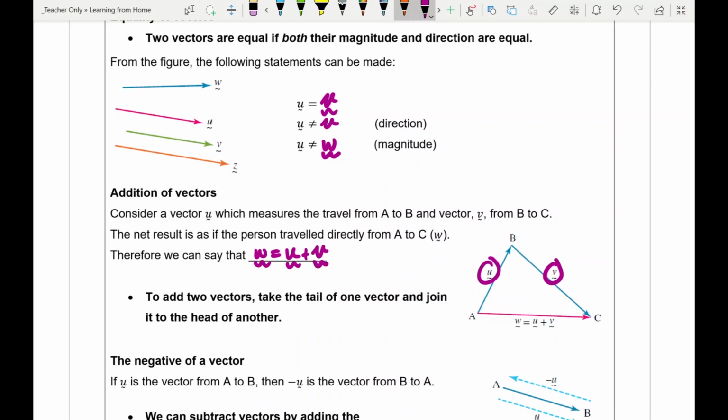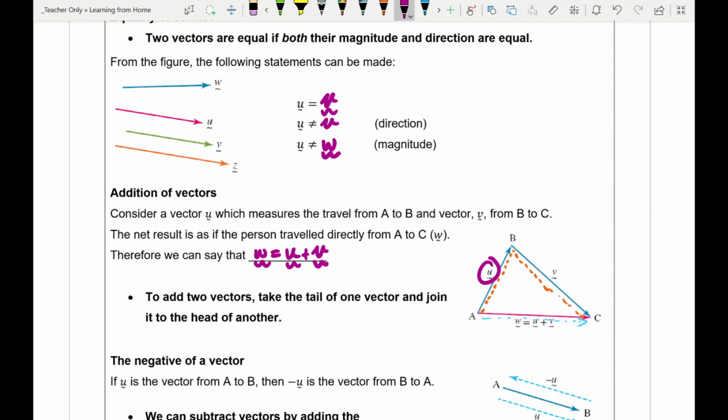So it's almost as if, and I'll do this in orange, if I were to travel up here and then travel down here, that's the same as just traveling along that blue line there. I've started at the same point, I've ended at the same point, I've just done a lot fewer steps. So to add 2 vectors, we take the tail of one vector, join it to the head of the other. So we can see at that point B, we have head to tail addition.